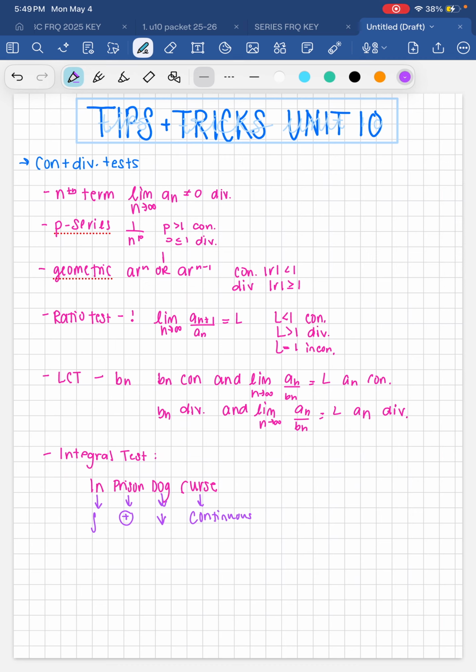And the trick is that if the integral of the function converges, then the series is going to converge. And if the integral of the function diverges, then the series is going to diverge. So that's my tips and tricks for the convergence tests. That's the order that I would go through and do it in.